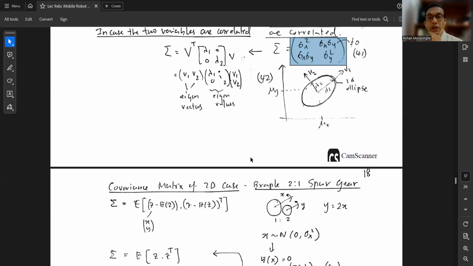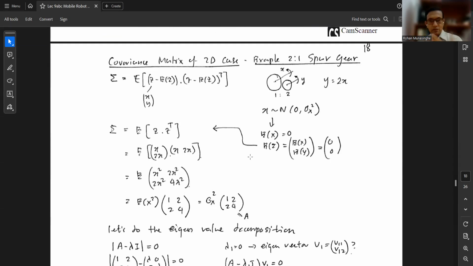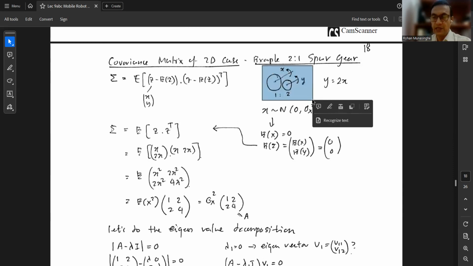Now, let me bring this example so that you can understand what it is. Think about a spur gear like this. You know spur gears, right? One wheel connected with another wheel of a different dimension. When you turn one wheel, the other one also turns. They are coupled. So obviously, these are correlated. These two wheels are related. They are not independent. There's some sort of connection. So we are going to find out the error covariance of the gear wheel.